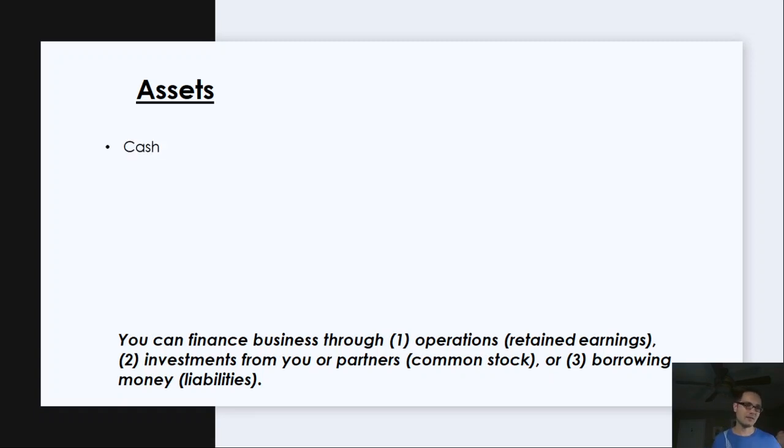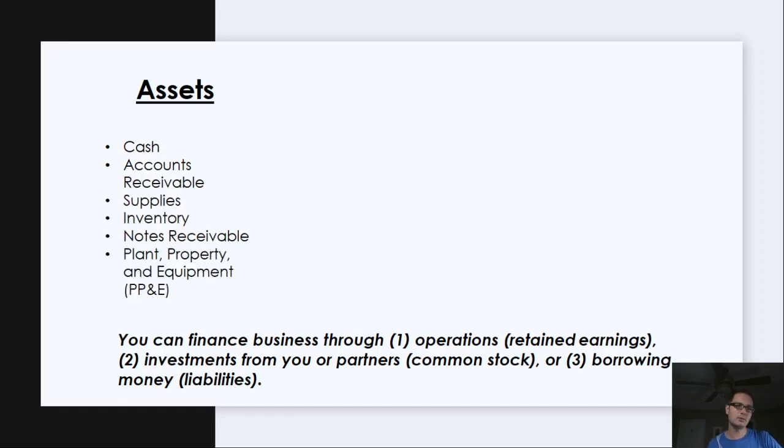So for assets, we have cash. Cash is something we can use to generate more cash and build our business. It's an asset. Accounts receivable, supplies, inventory, notes receivable, and plant, property, and equipment. And some of these are short-term assets and some of these are long-term, which we're going to go into in future detail in future courses.